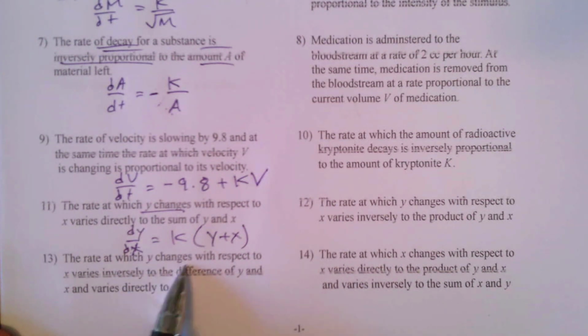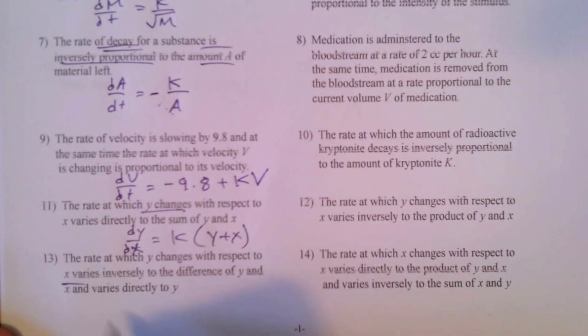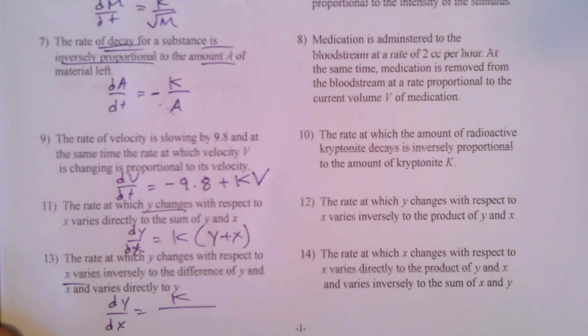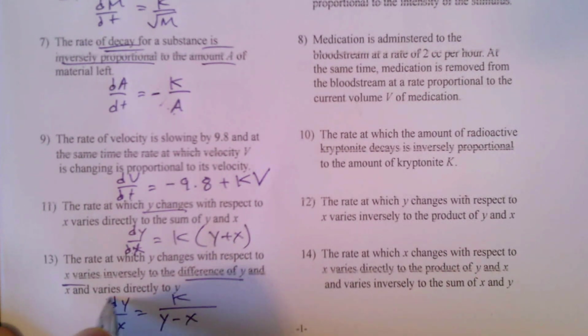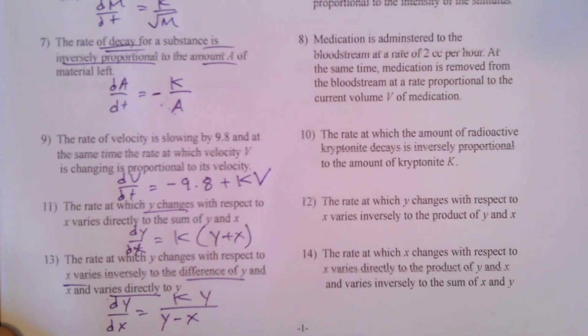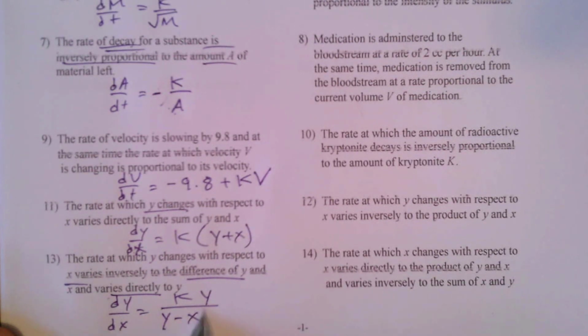And the rate at which y changes with respect to x, so that's going to give us dy dx, is inversely proportional to the difference of y and x. And it also says it varies directly to y, so y is going to go on top in this case. So here we have a combined variation. It varies inversely to the difference and directly to y. So that's simply how you do the front. Let's go on to the next page.